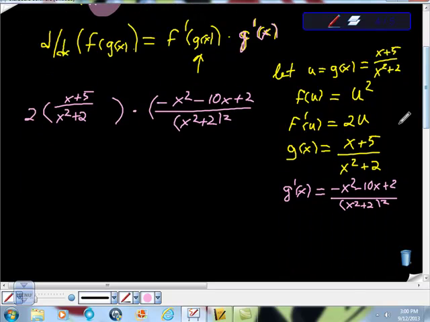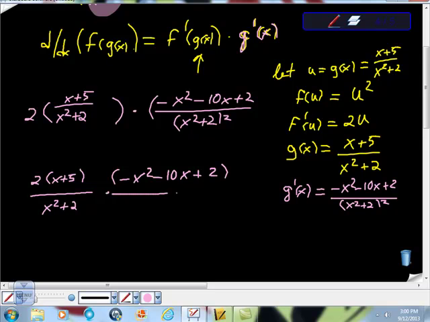So I'm just going to clean this math up. I'm going to get 2 times x plus 5, right, over x squared plus 2, times negative x squared minus 10x plus 2 all over x squared plus 2 squared, right? I know it's a pain, but this is kind of how you have to follow this thing up. So we get to that as we clean it up.